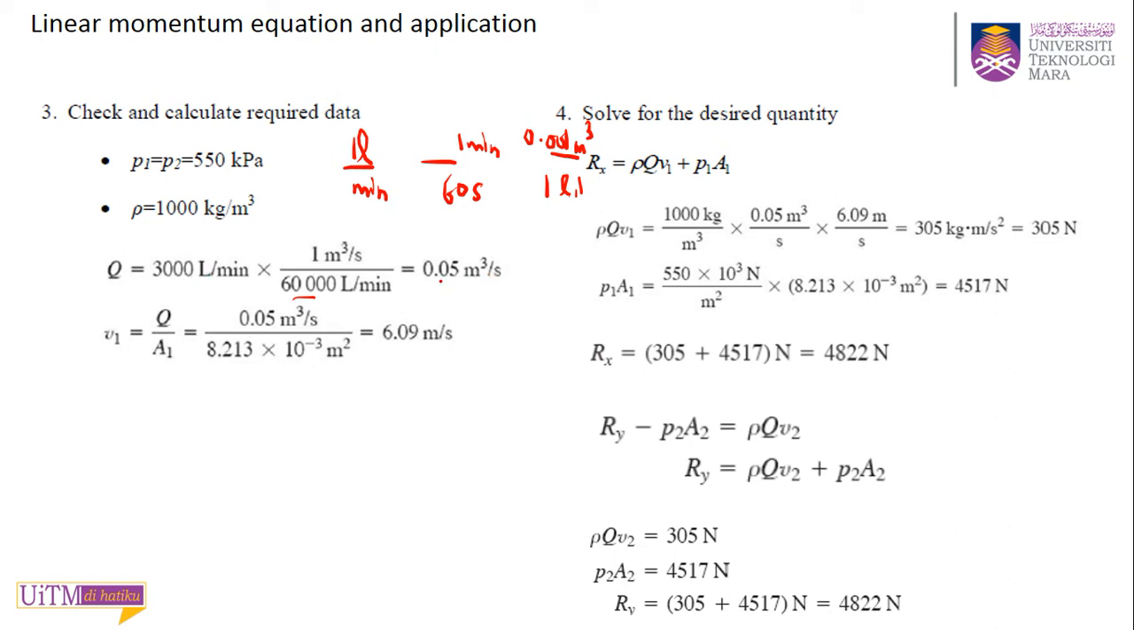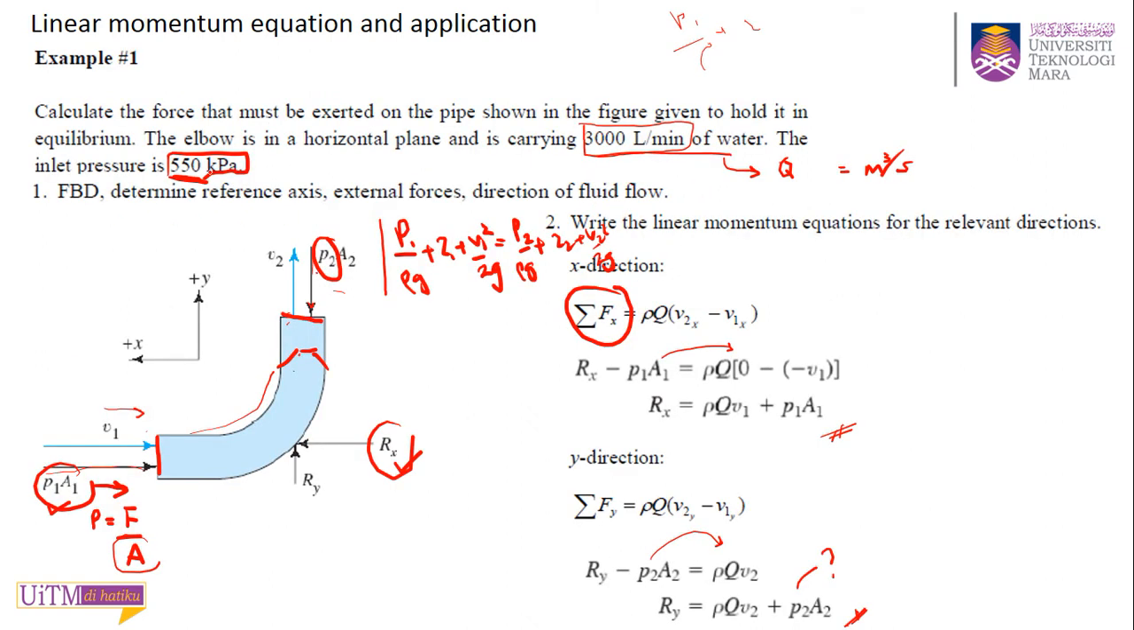That's why you get 0.05 meter cube per second, and you can find your V from the continuity equation. V1, how much? You have your Q and you have your area. Did they give the area here?